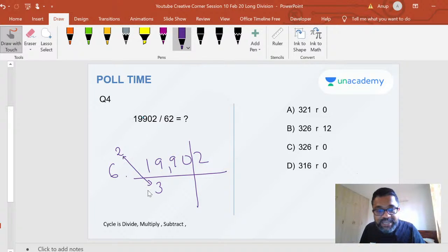When I multiply 3 and a 2, what do I get? 6, right? 19 minus 6. What do I get? 19 minus 6 is 13. So keep that in your head. 13 is what you divide by 6. When you divide 13 by 6, what do you get? 13 divided by 6, 6 goes 2 times, right? With a remainder of 1, right?